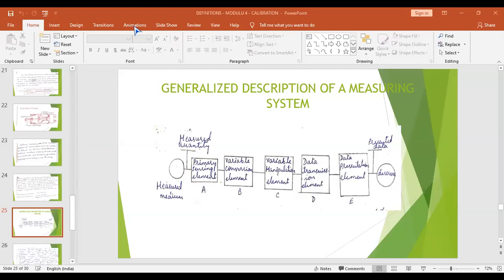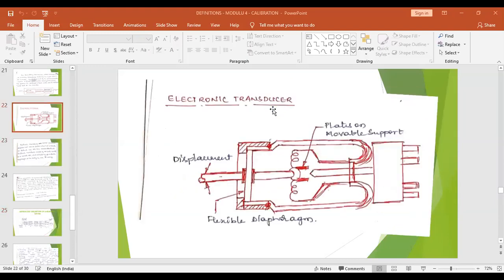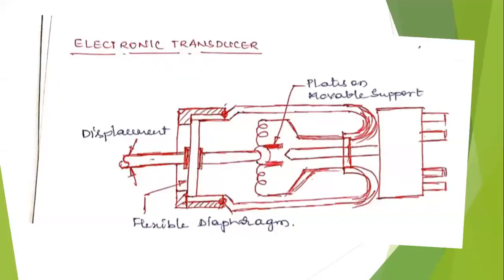Yes. Last class we discussed the transducer. The transducer is used for transducing the input coming from the first stage, and then it is amplified and sent to the digital output or analog output. So that's one electronic transducer.